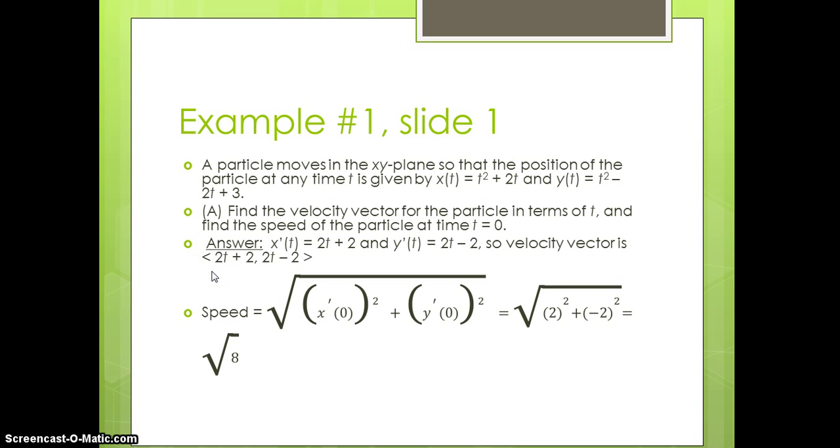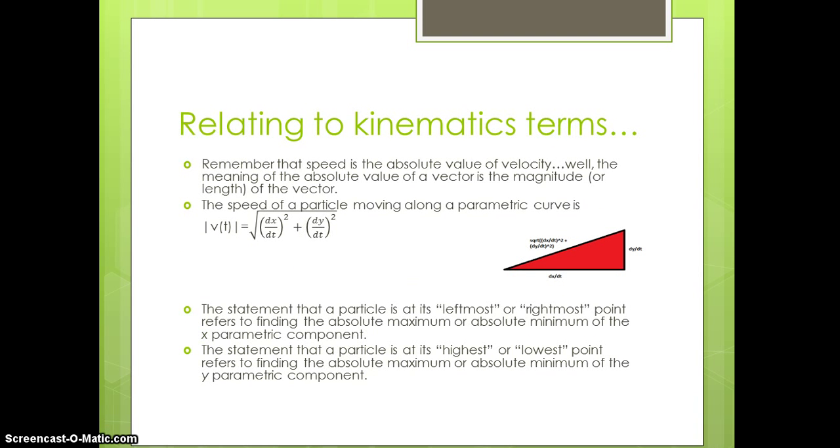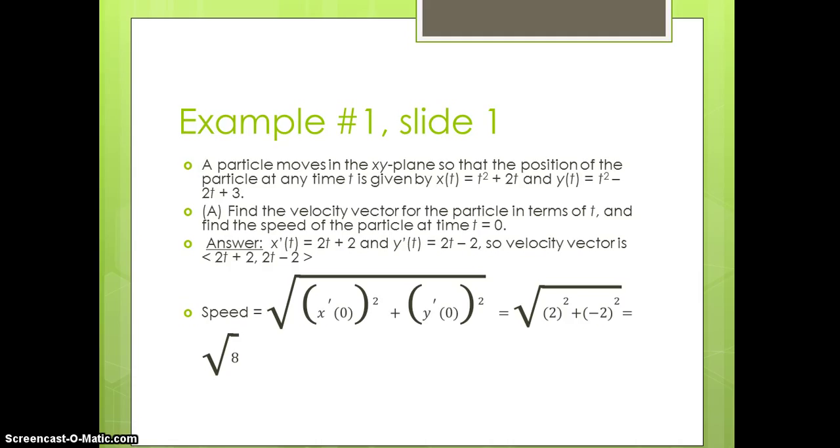The speed, all right, if we remember from a couple slides back, the speed is found by taking the square root of (dx/dt) squared plus (dy/dt) squared. In our case, we already have dx/dt, that is 2t plus 2. We plug in 0 into our equation. Similarly, we do the same for y(t). We find y prime of 0. In that case, we get negative 2. So squaring both of them and summing them, we get the square root of 8. Speed is a pretty easy formula to use in this case, if you just remember that it's related to our x and y velocity components.